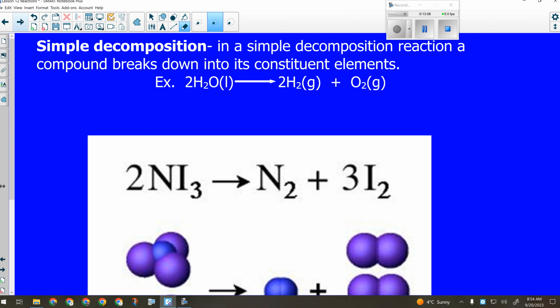Second type is the opposite of synthesis, simple decomposition. Decomposition means to break down or simplify. So in a simple decomposition reaction, a single compound breaks down into its constituent elements, or sometimes smaller molecules, but most of the time, just its elements.